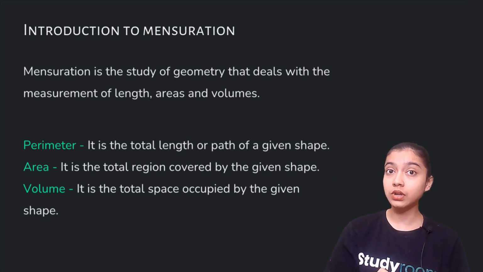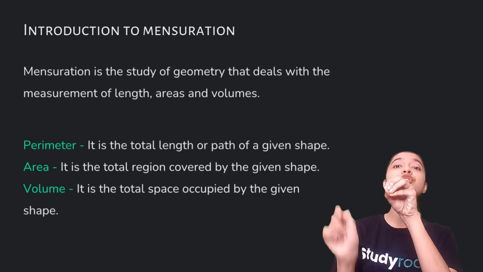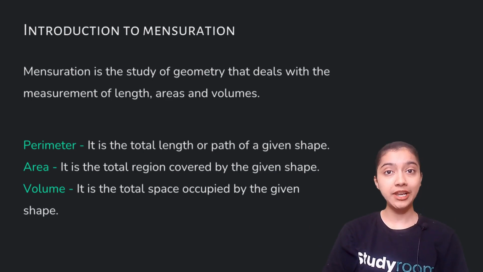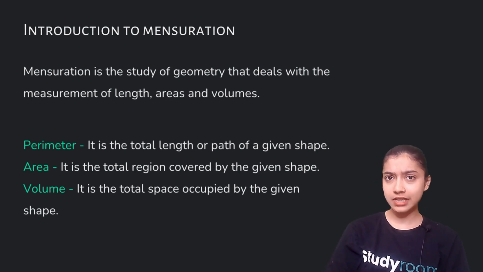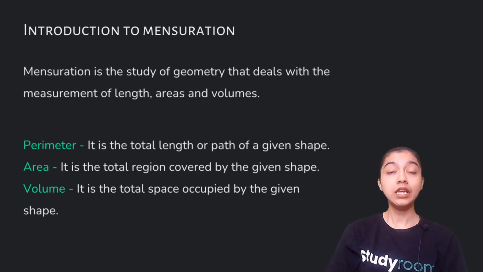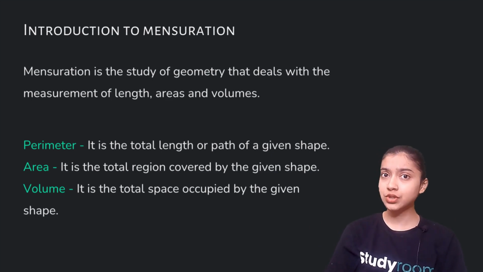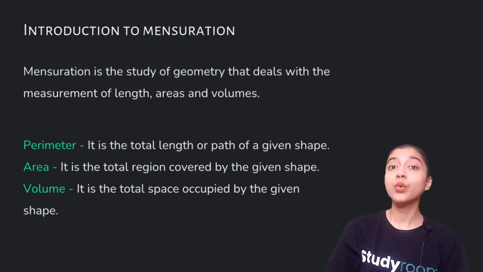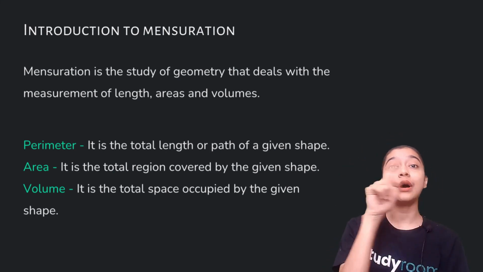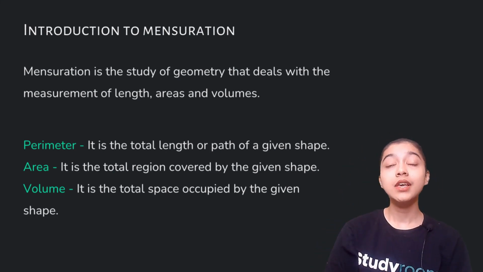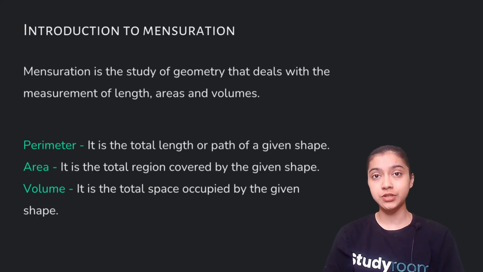If I have a circle, then the total length of the boundary of the circle will give me the perimeter of the circle. Now what is area? Area is basically the total region that is covered by the given shape. If I have a circle, the total region which is present inside the boundary of the given shape is known as the area of the given shape.